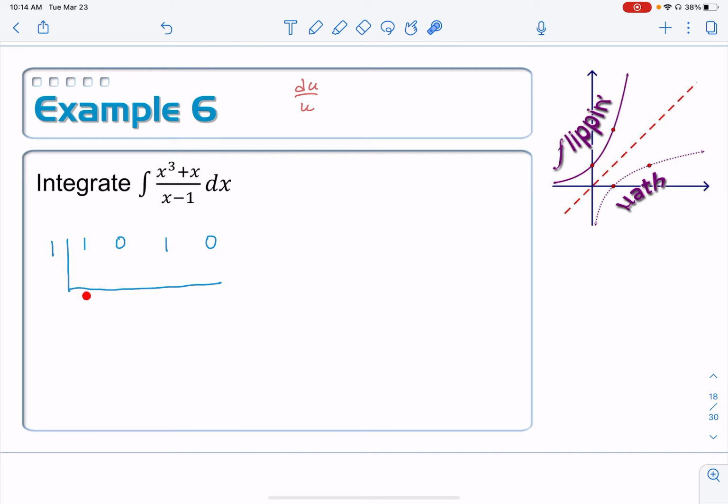The first thing is you bring down the 1, and you multiply. 1 times 1 is 1. Now you add. 0 plus 1 is 1. Multiply it times the 1 on the outside, 1. Add 2. 2 times 1 is 2, and add, we get 2. This 2 out here is the remainder. So we want to rewrite our problem thusly.